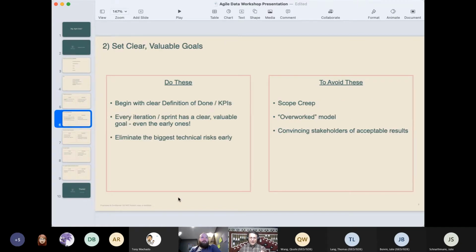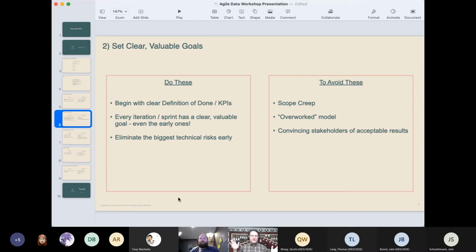Second, this one is super easy, and also everybody skips it. You gotta set clear, valuable goals. So I always begin data science projects now with a clear definition of done. We will know this project is done when the model reflects the benchmark within 2% error rate, something like that. It's got to be a number. It has to be verifiable. And if nobody knows, pick a number.